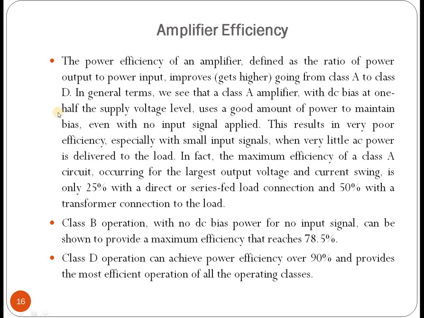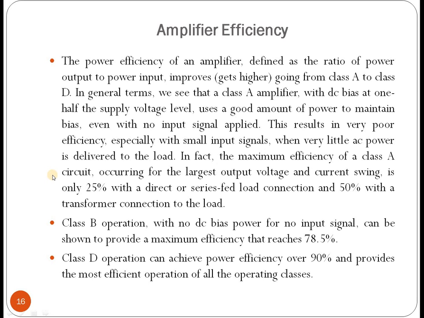Amplifier efficiency. We know that the efficiency of an amplifier is defined as the ratio between the power output and the power input. That is, efficiency equals output power divided by input power, and this value improves going from class A to class D. So efficiencies are very low in class A but higher in class D.